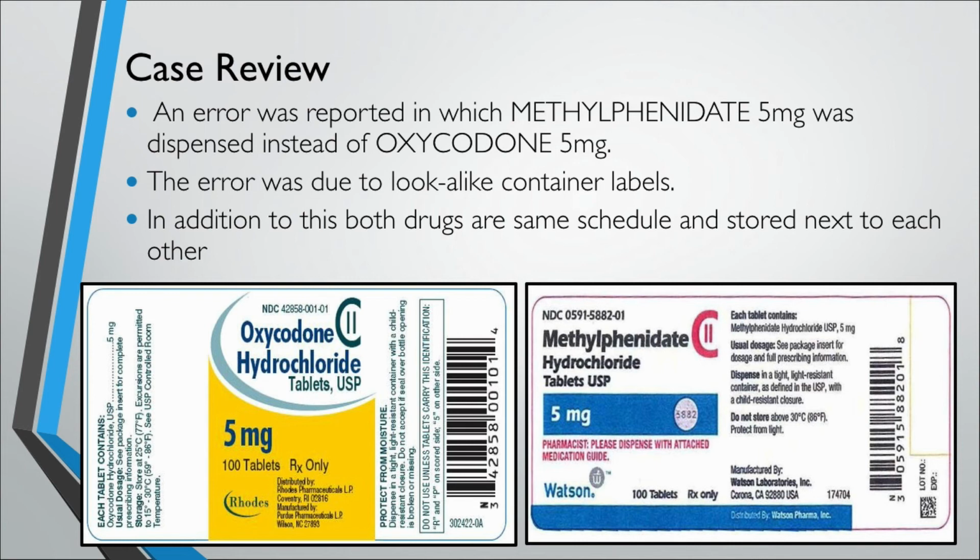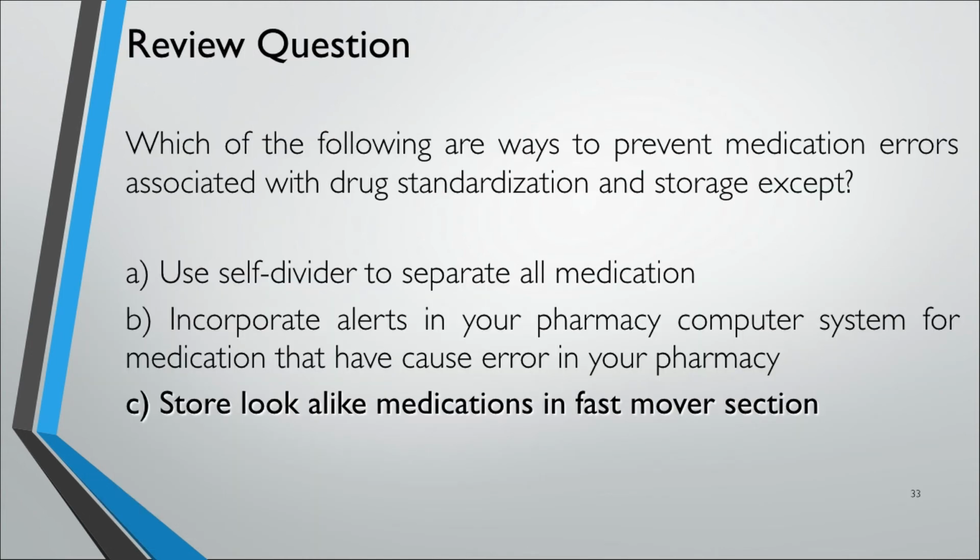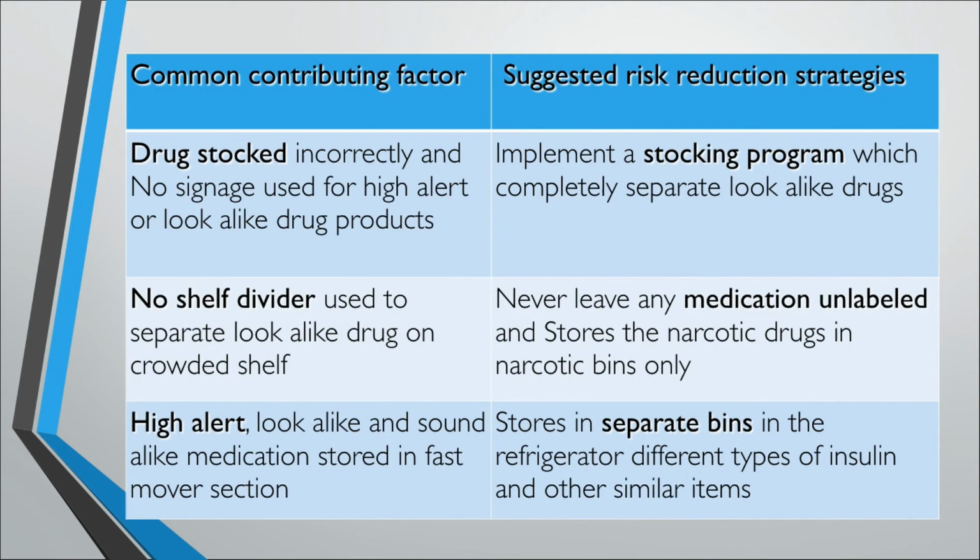Oxycodone hydrochloride is a pure opioid agonist relatively selective for the mu receptor, whereas methylphenidate is a CNS stimulant that acts on the brain stem arousal system and cortex. The answer is C. Storage of look-alike medication in the fast mover section can lead to dispensing errors. Here are the common contributing factors and various risk reduction strategies for drug standardization and storage-related errors.